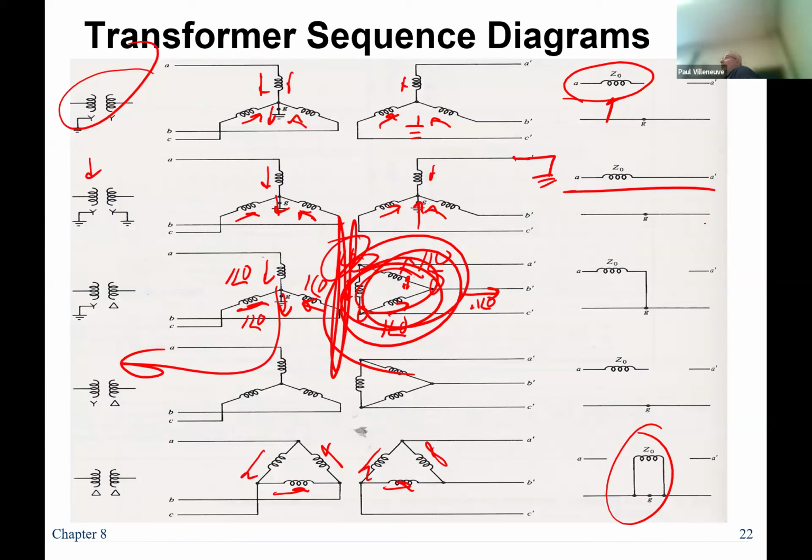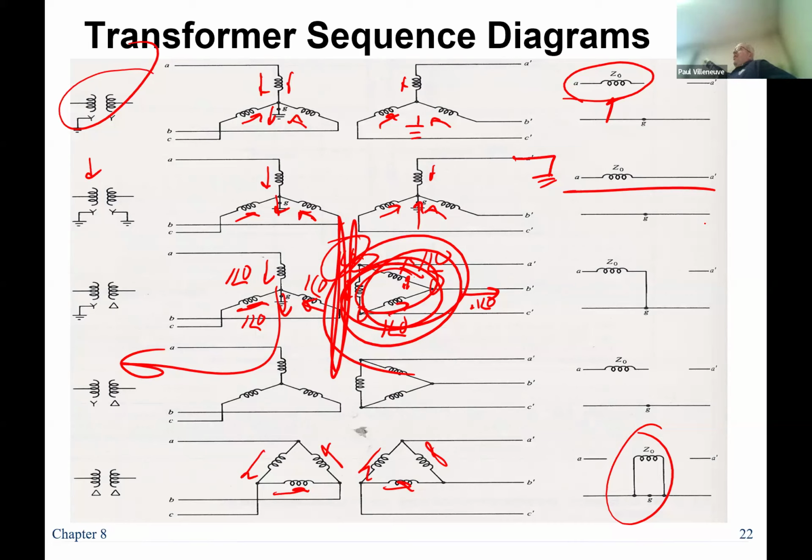And this is really important because when we start looking at building sequence network diagrams, one of the homework problems you're going to do is go back and look at that Dolby system and build a positive, negative, and zero sequence diagram for that system. For the positive and negative sequence diagrams, it's just really simple. Don't even care what the neutral connections are.